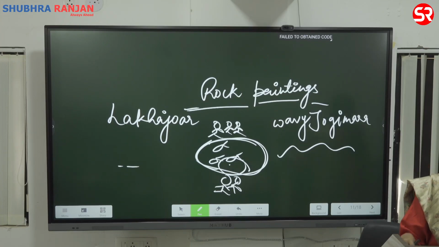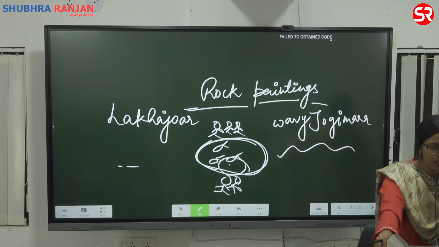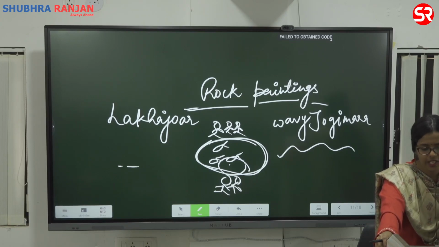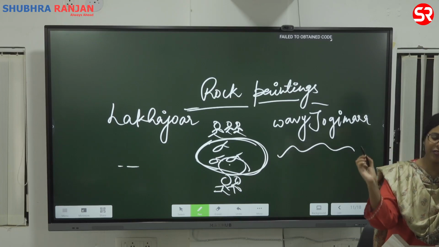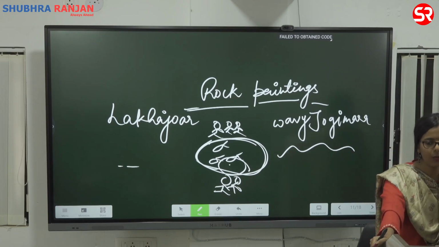Colors used: prominently red and white. Sometimes black, yellow and green. Acquired from nature.